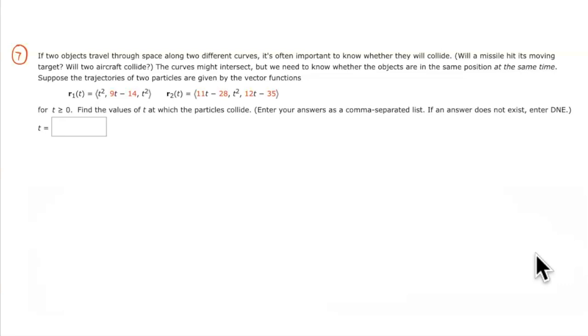Okay, perfect. So I'm going to write that down. So that was t squared. Okay, what's the second one? 9t minus 14. Okay, and the last one? T squared. Okay, and then you have the second one is 11t minus 28. Okay, and then the last one, t squared. The last one, 12t minus 35.